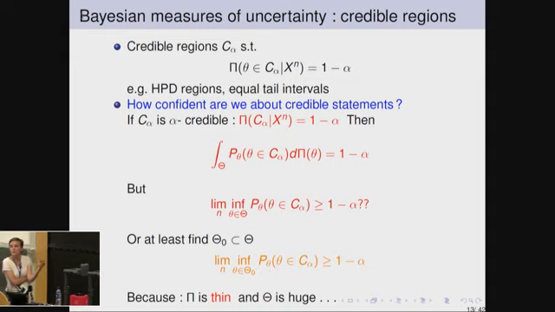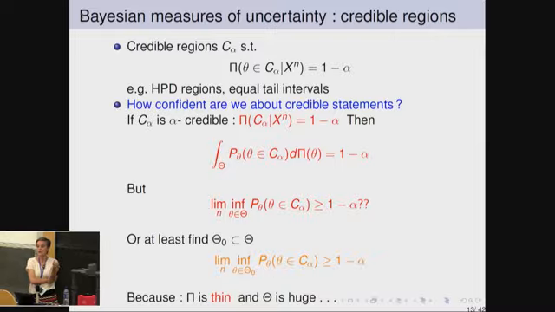The first reaction would be, well, that's good enough because I'm good on average. So why should I worry about being good uniformly, especially given that I'm optimal from a Bayesian perspective?